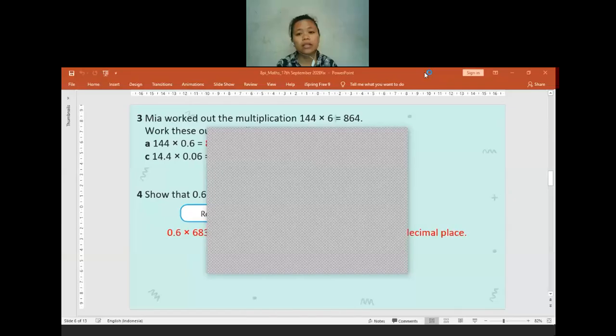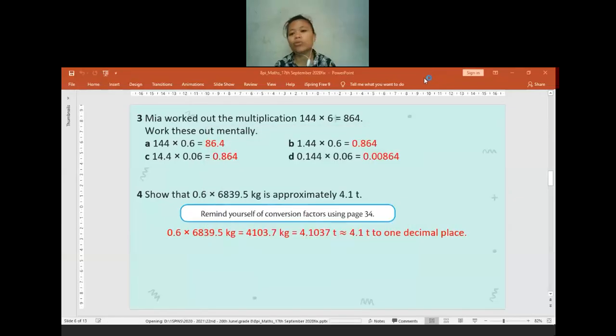Yesterday we already studied that when we multiply a number by 0.6, it is the same thing as multiplying the number by 6 and then dividing the result by 10.